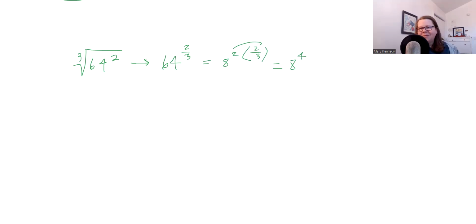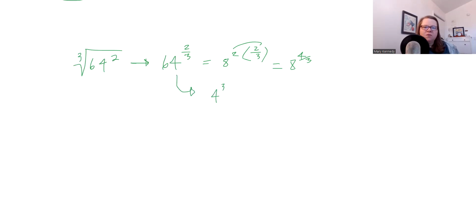This is not looking simpler. So this is not wrong. It's just not necessarily getting me where I want to go from here. So I would think, okay, what's something smaller that I could write 64 as? Well, it's also 4 cubed. And so let me write that.